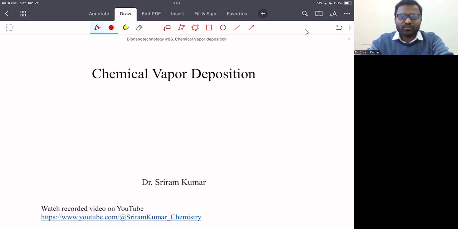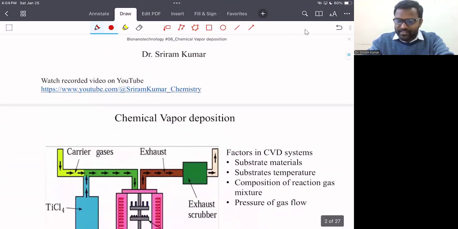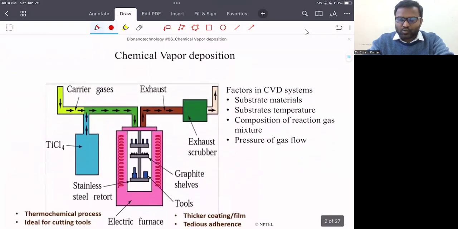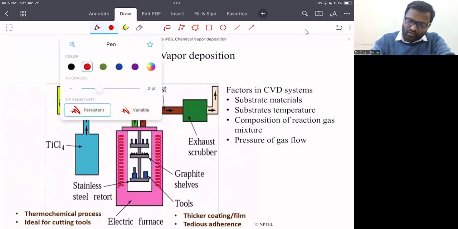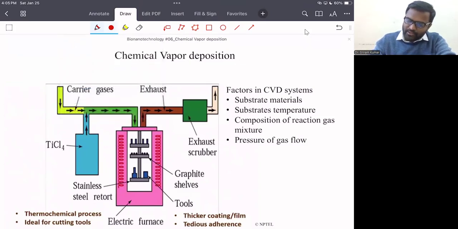Today we are going to learn the chemical vapor deposition technique. Chemical vapor deposition is a very powerful tool to deposit thin films. So in this technique, let's understand the structure or design of this instrument, and later on we will understand the effect of temperature and pressure on the deposition and the thin film formation.